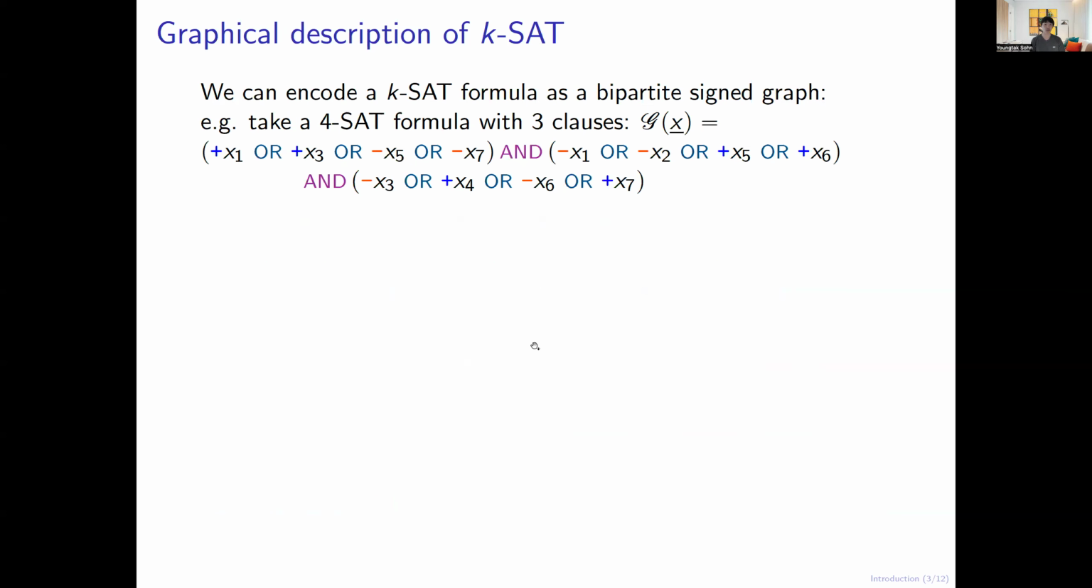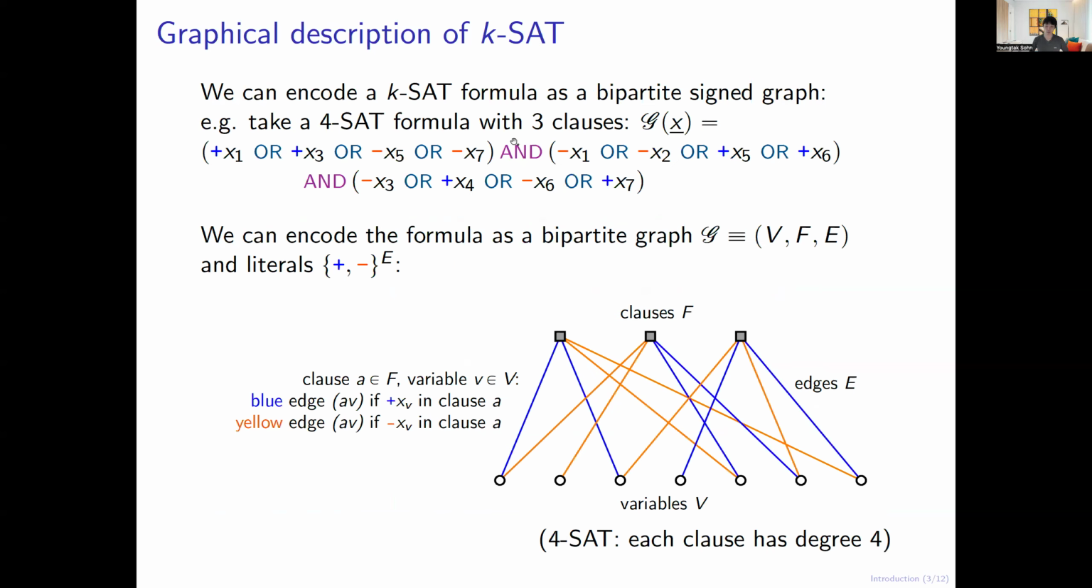There's a natural graphical description of this k-SAT model, where a k-SAT formula can be represented as a bipartite signed graph. For example, take this 4-SAT formula with 3 clauses as follows. This can be represented by this bipartite signed graph. On the top, we put all 3 clauses, and on the bottom, we put all 7 variables. If a variable participates in a clause, then we connect them. And we need to encode how this variable participates in a clause, and that is represented by a literal, which is either plus or minus, which lives on the edges.